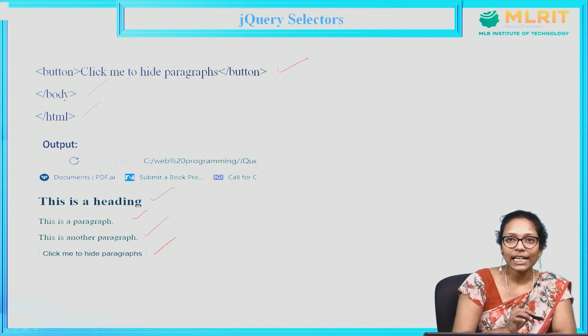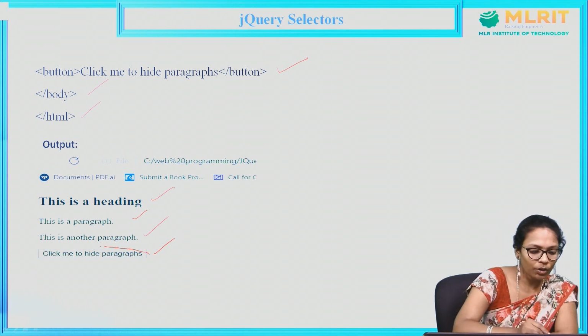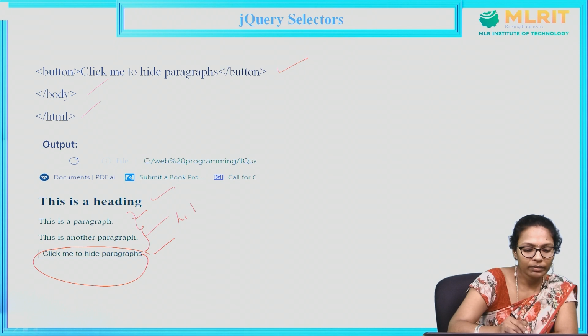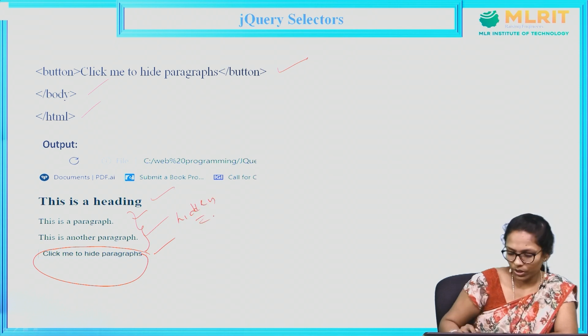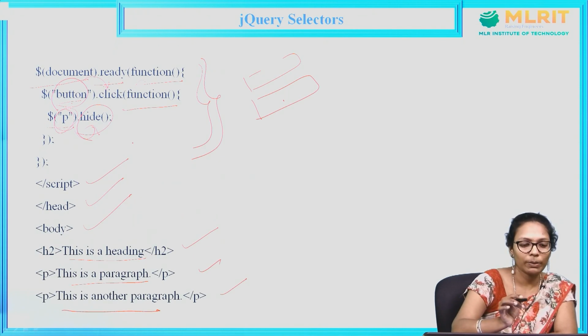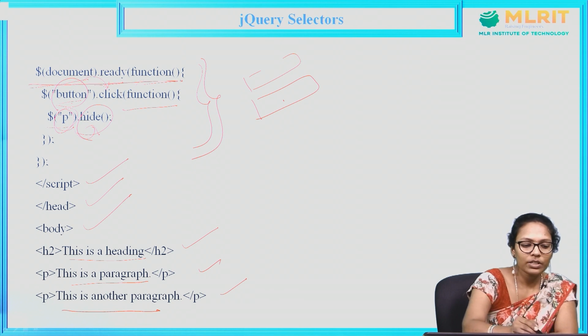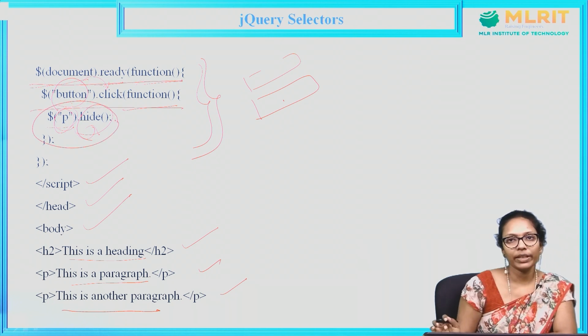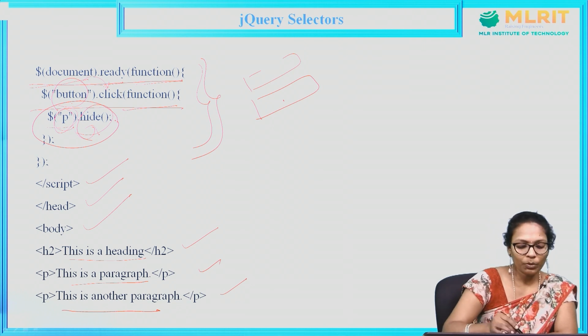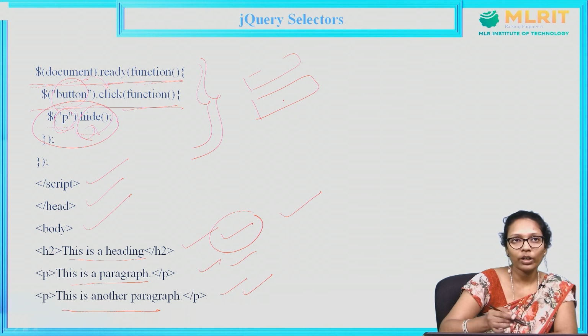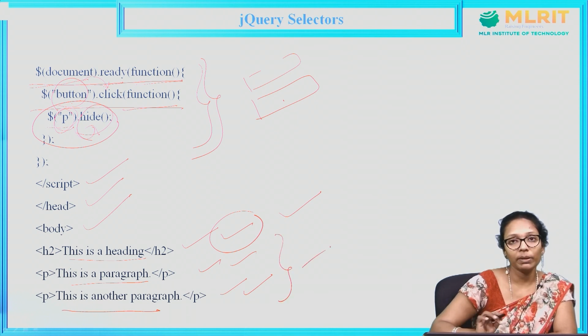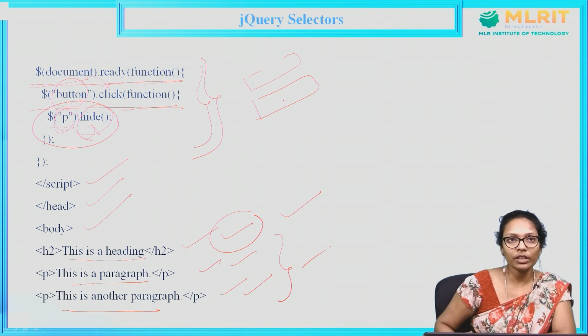But what is the action I'm performing here? Whenever you click on this button, these two paragraph elements should be hidden. That is the logic we have written in the jQuery part. Whenever the document is ready, whenever you click on the button, all the paragraph elements should be hidden. In my program, I have one heading, two paragraphs. The heading will be there because I'm not accessing or modifying that element, but the paragraph elements will be hidden. That is the output I should get here.